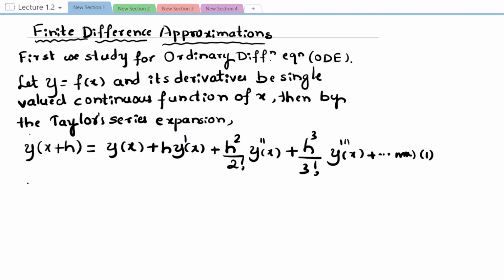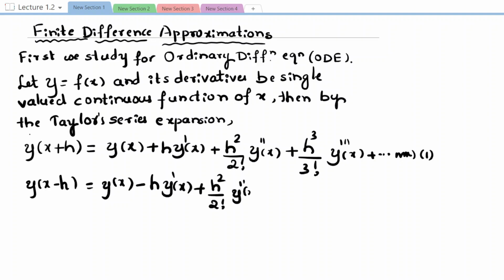And y of x minus h is equal to y of x minus h into y dash of x plus h squared by 2 factorial into y double dash of x minus h cubed by 3 factorial into y triple dash of x, and so on. Call this equation 2.